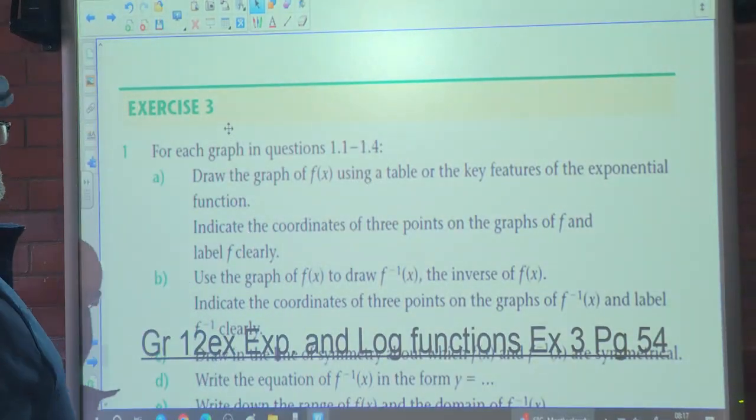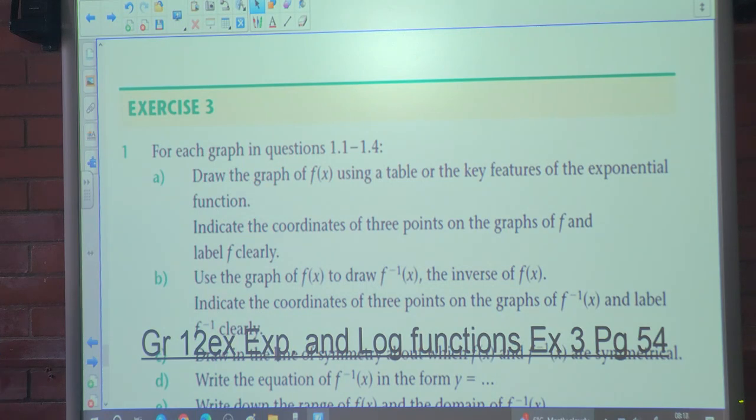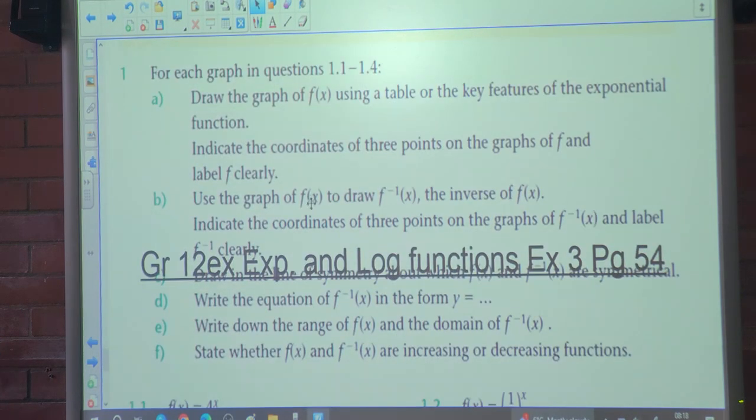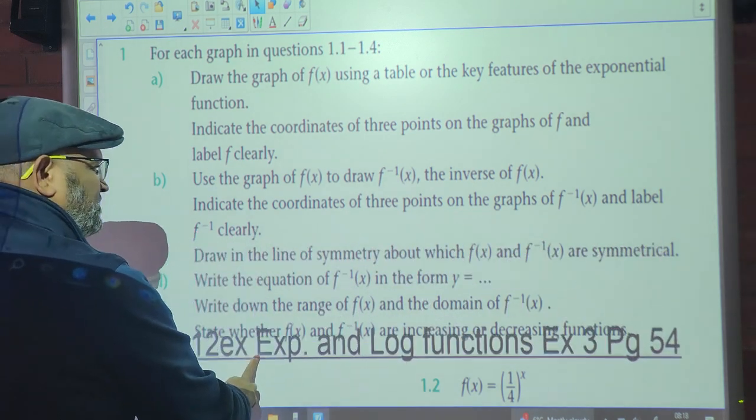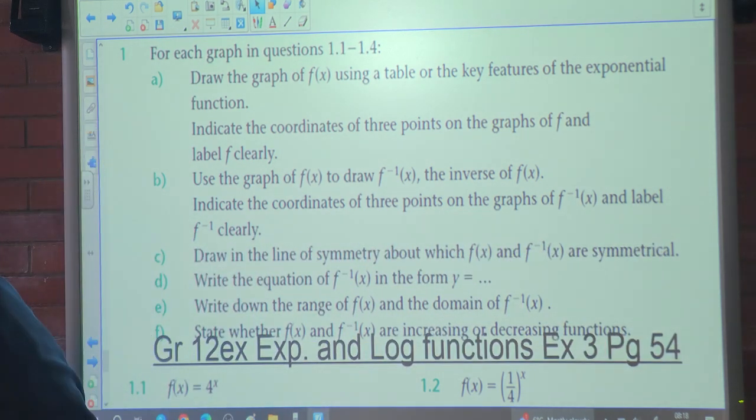So here we are told that for each graph in question 1.1 to 1.4, draw the graph of f of x using a table of key features of the exponential function. Indicate the coordinates of 3 points on the graph of f and label f clearly. Use your graph of f of x and draw the inverse, which is f to the minus 1 of x. Indicate the coordinates of the 3 points on the graph of the inverse function and label the inverse function clearly.